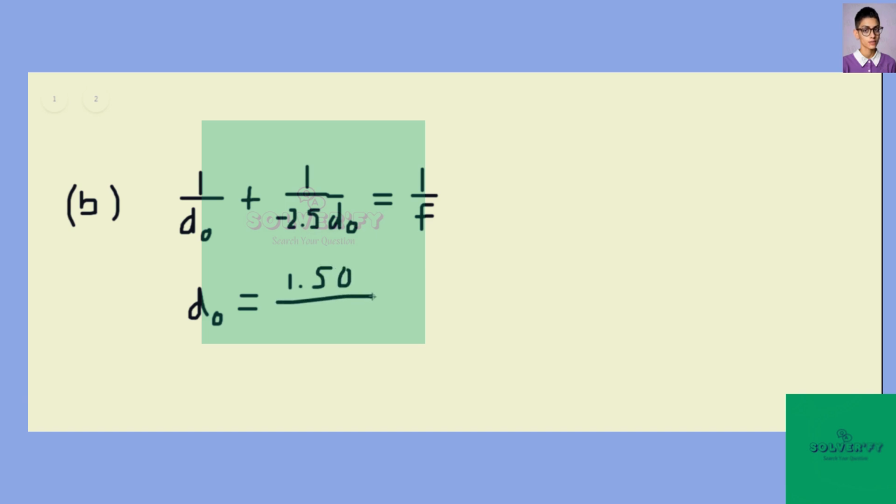divided by 2.5 multiplied by the focal length. So carrying out this expression using the same value for the focal length, we find that this is equal to 30 millimeters. And we can box that in as our solution for part B.